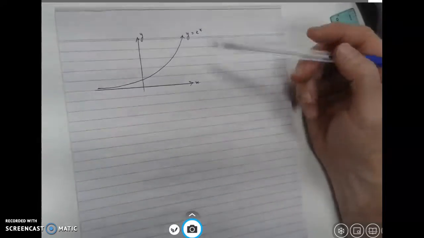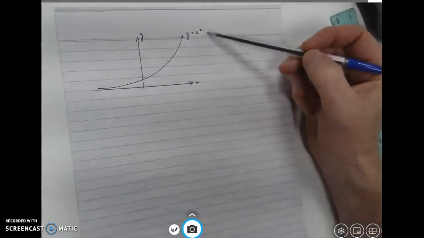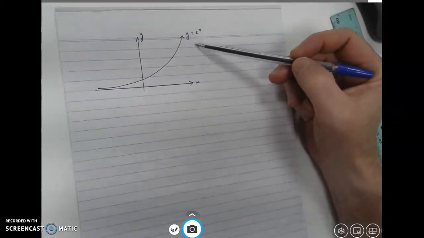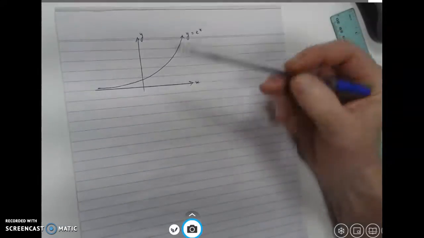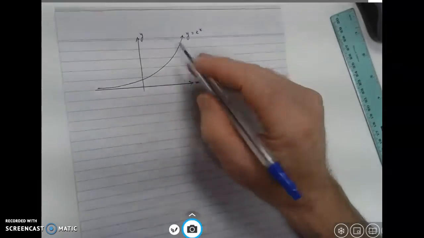Hi and welcome to this short video where I'm going to demonstrate how to find the derivative of this function, y equals e to the x. Before we get into that, I just want you to look at this curve.